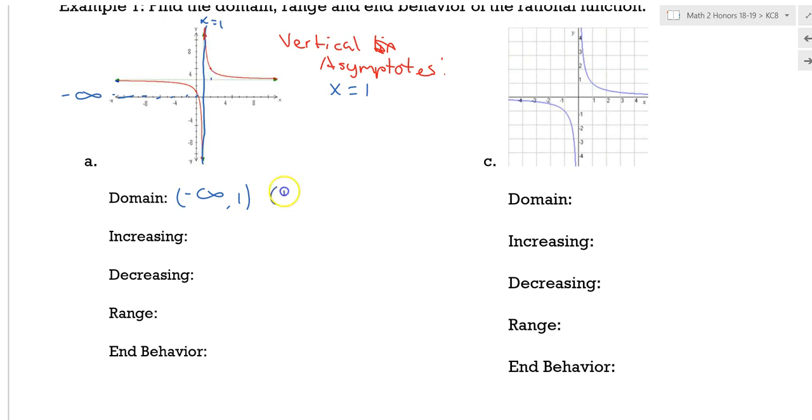And then right after the fence, it picks back up. Okay, so it's negative infinity to 1, and then 1 to infinity. Usually we combine these with a union. We're saying it's this and then that. It's unioned together, and so it's a little u. Okay, so negative infinity to 1, unioned with 1 to infinity.